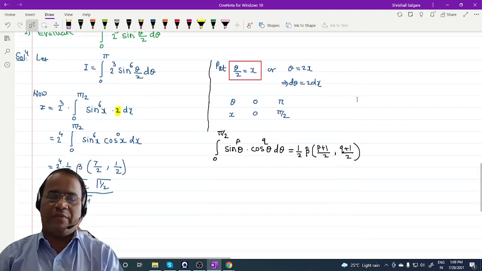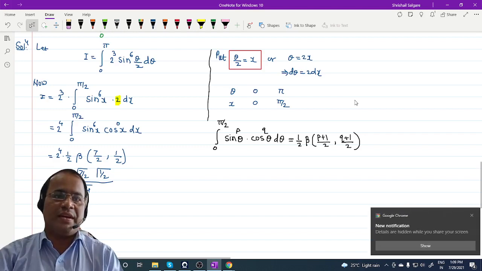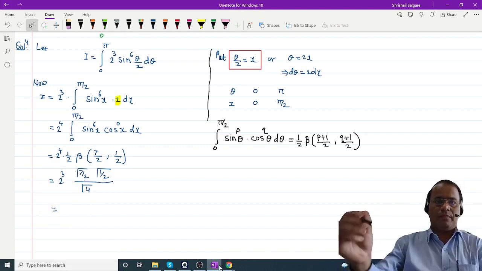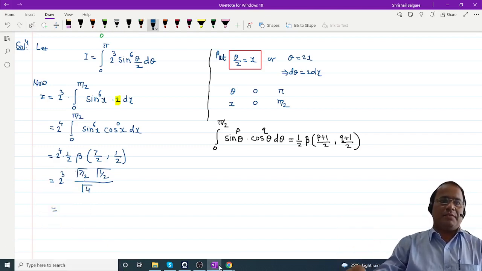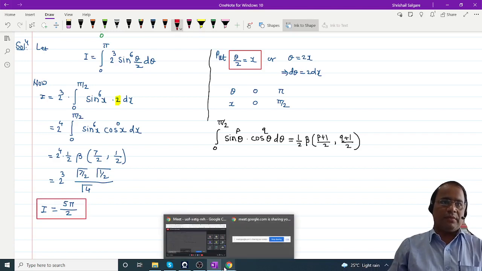Now I will give 1 or 2 minutes, just try to simplify and find the answer. So the answer, if you simplify, comes as 5 pi divided by 2. Suppose this is our I. I think all of you obtained that. Okay, this is the second example.